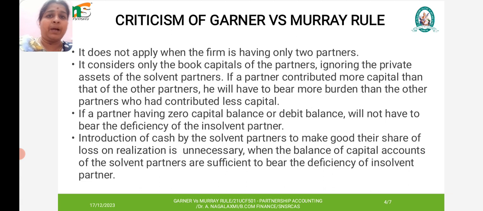For example, if there are 4 partners, one becomes insolvent and the other is not insolvent. Among the remaining 3, the other is not insolvent, but he is having a negative balance in his capital account, that is, a debit balance in his capital account. He is not supposed or insisted to bear the deficiency of the insolvent partner.